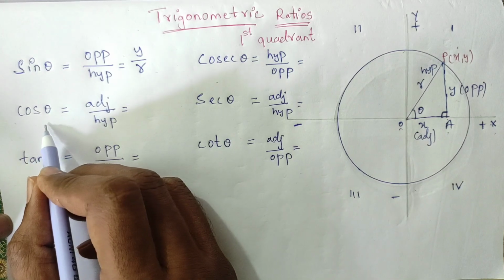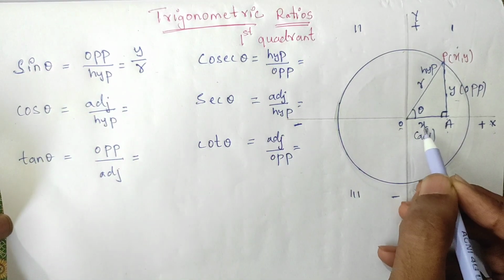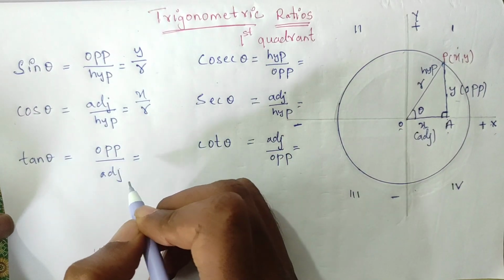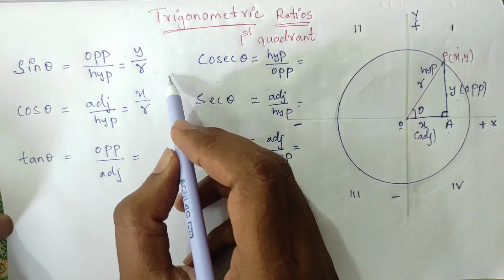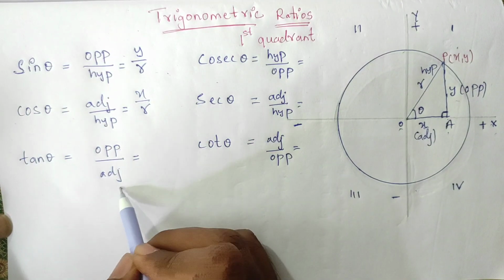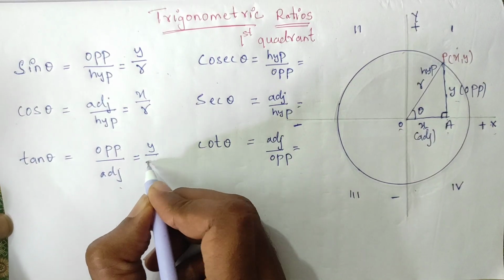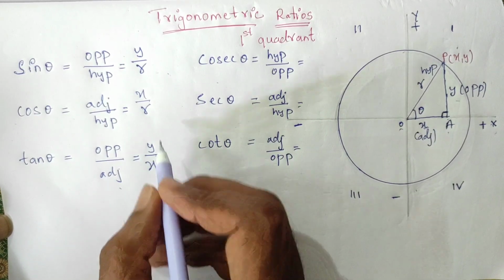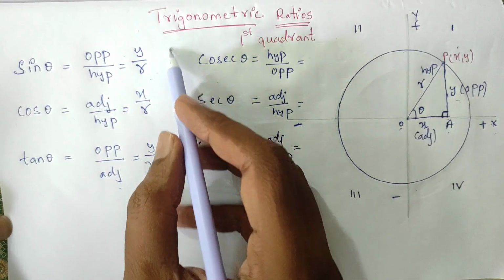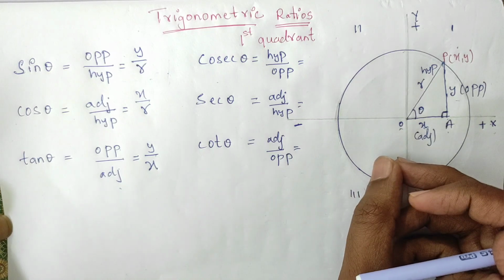Now let us talk about cos theta. Cos theta is nothing but the ratio of adjacent by hypotenuse. What is our adjacent side? That is x, and hypotenuse is r. So x by r. Now sin theta is y by r, cos theta is x by r. What about tan theta? It is the ratio of opposite by adjacent. What is the opposite side here? y. And the adjacent side is x, so y by x. If you divide these, the r gets cancelled and we get y by x. In this way, we frame the trigonometry ratios with respect to quadrants.